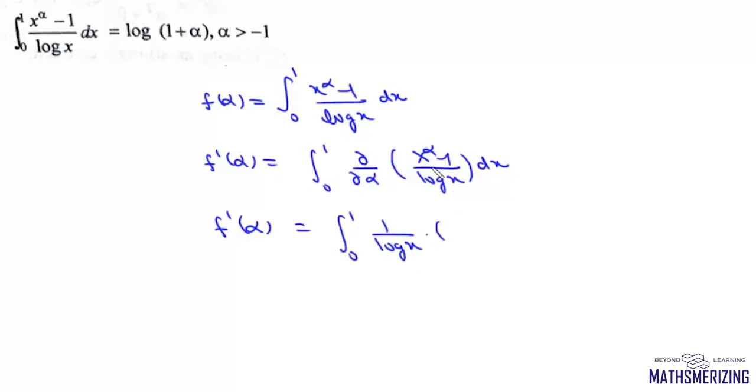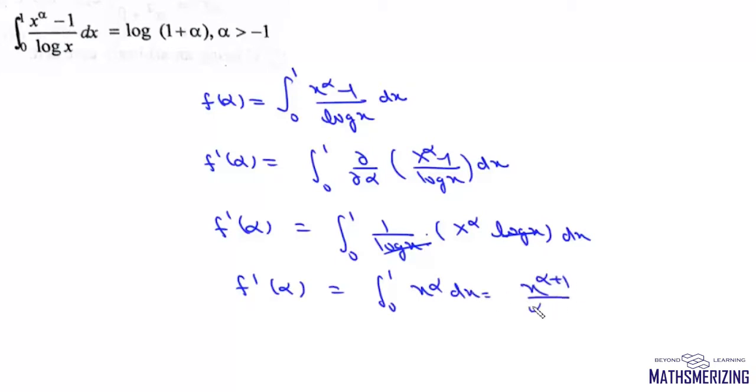And what's the derivative of x to the power alpha? Here x is constant and alpha is variable. So it'll be like a to the power x, and differentiation of a to the power x is a to the power x log a. So it'll be x to the power alpha log x into dx. Now here log x and log x will cancel. So we can write f dash alpha as the integral from 0 to 1 of x to the power alpha dx, and it'll be x to the power alpha plus 1 upon alpha plus 1 from 0 to 1, which is 1 upon alpha plus 1. So we are getting f dash alpha as 1 upon alpha plus 1.